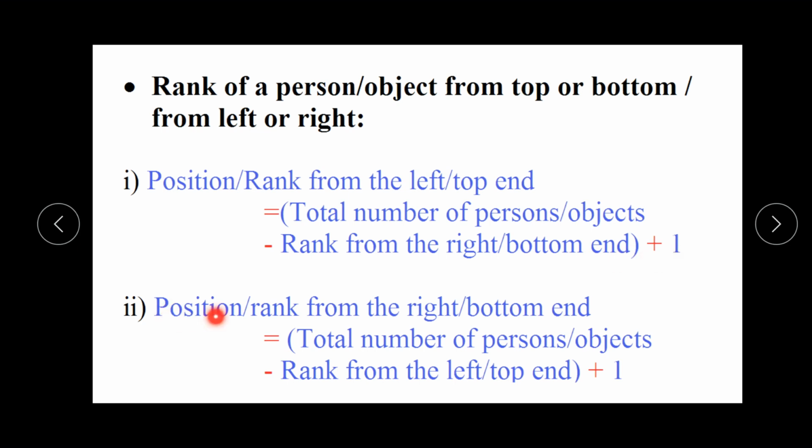Vice versa, position or rank from the right side or the bottom side. If we are finding that out, that time what will we do? We will take the total number of persons in the queue minus the rank from the left or top end. It means we will subtract the position of the same person, of whom we are finding the position from the right side, from the total. We will subtract that person's position from the left side, plus 1.